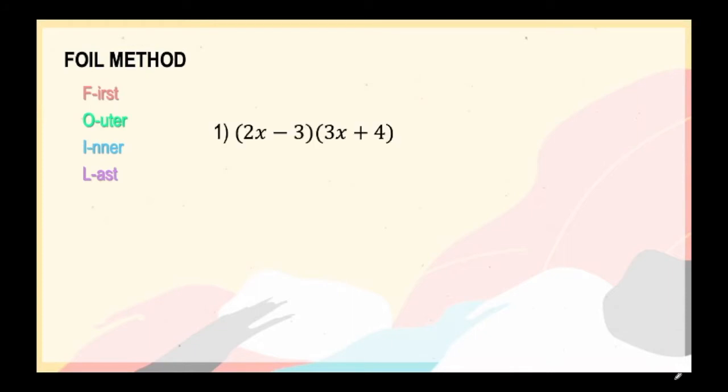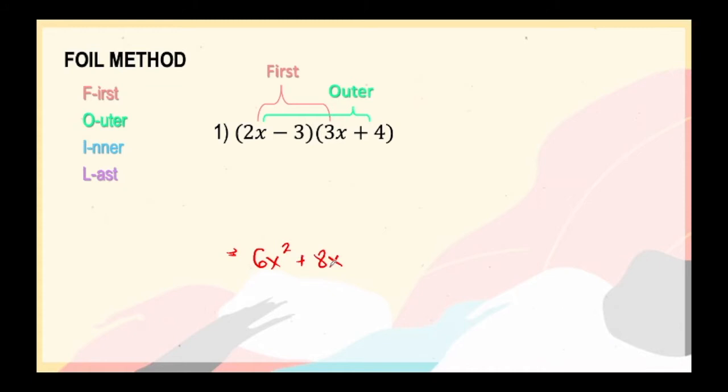Given this first expression, the quantity of 2x minus 3 times the quantity of 3x plus 4, first is to identify the first terms in each quantity, and these are positive 2x and positive 3x. Multiply them together, and it will give us positive 6x squared. O for outer means outer terms in the given expression, and these are positive 2x and positive 4. When multiplied together, it would give us positive 8x.